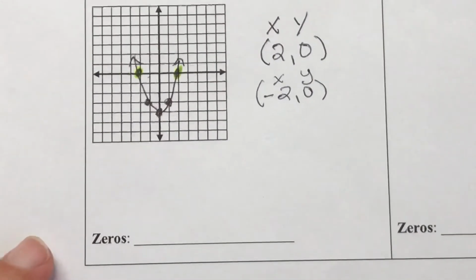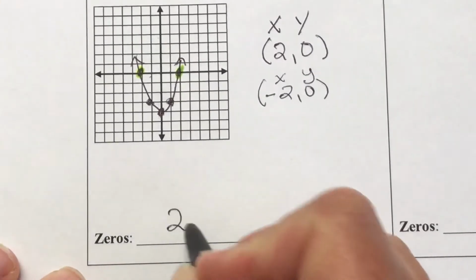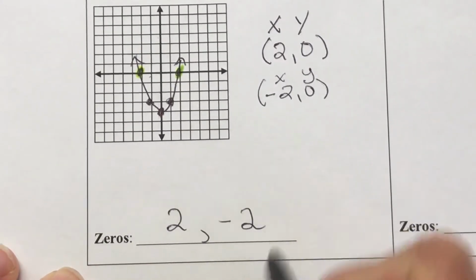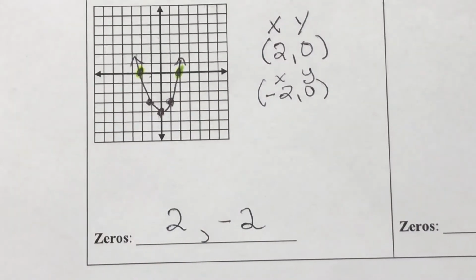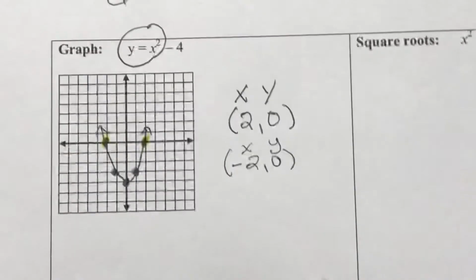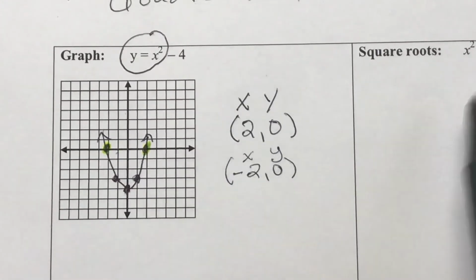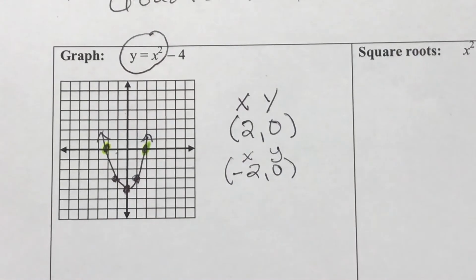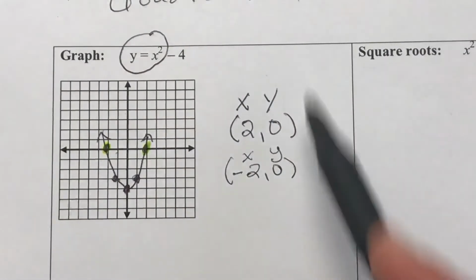Or you could also say that the zeros are 2 and -2. Either way. I think it helps if you do it this way to see what I'm doing on the next part. So now we know what the answer to this is.